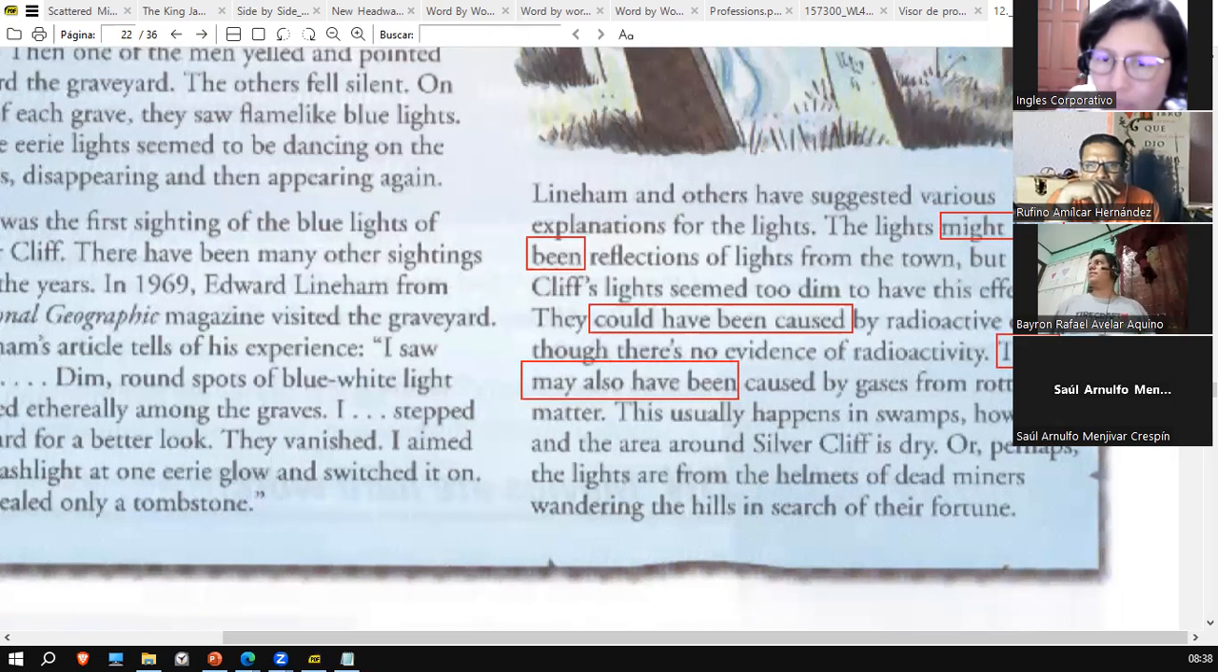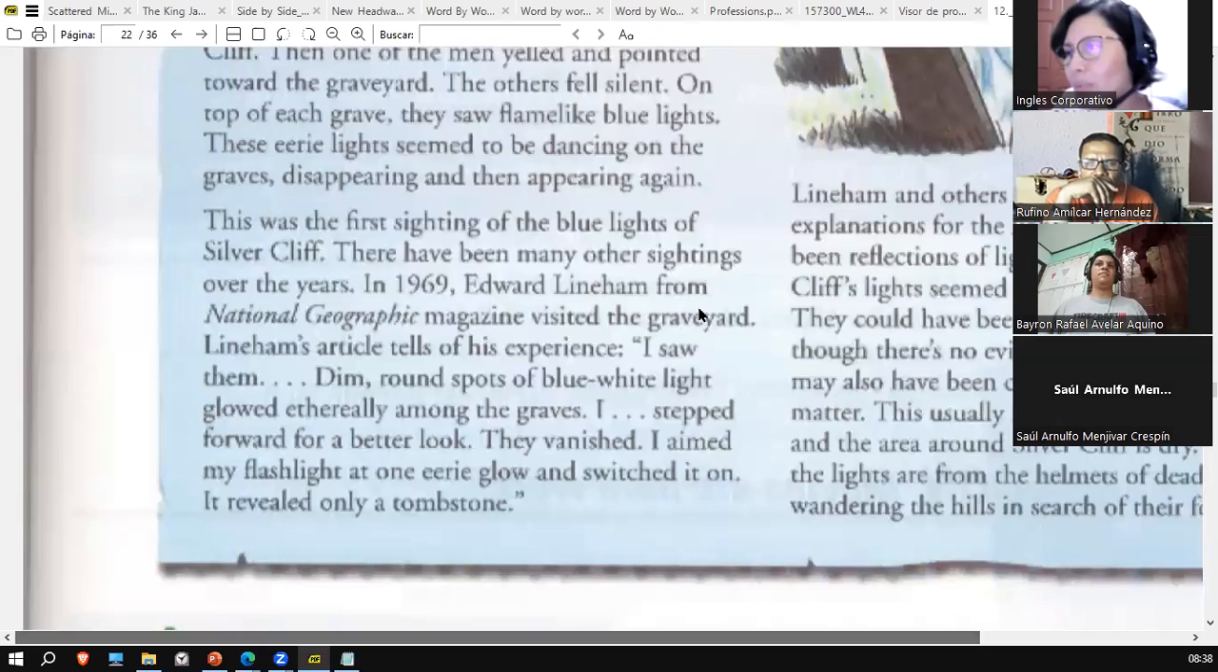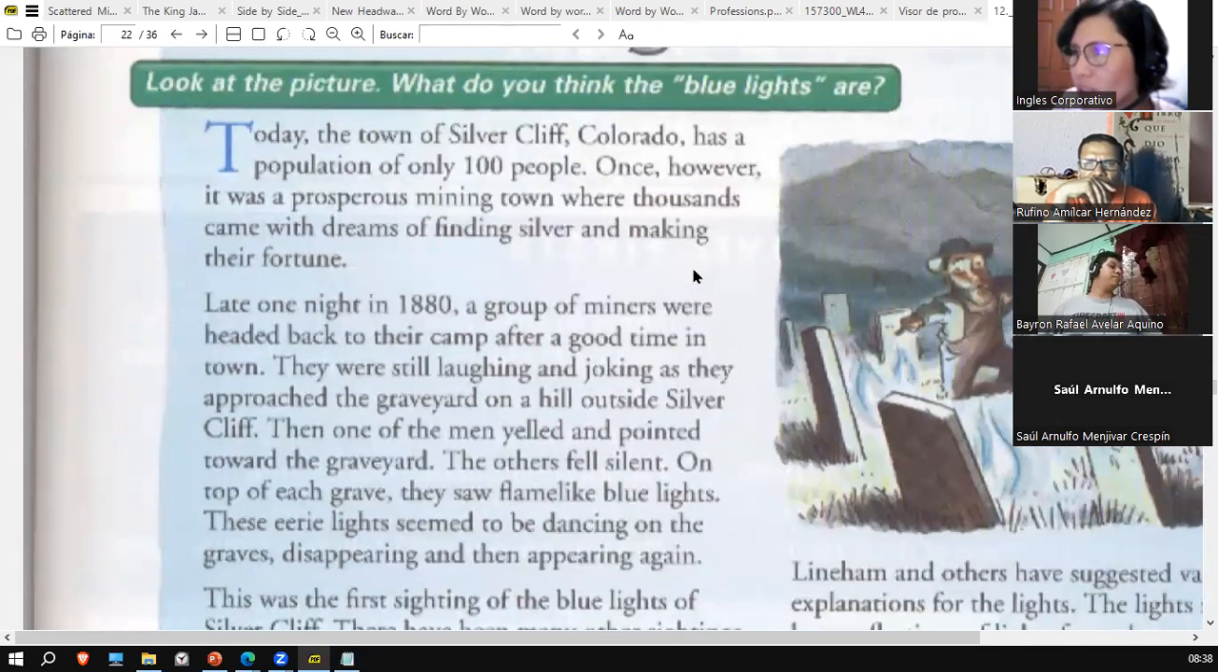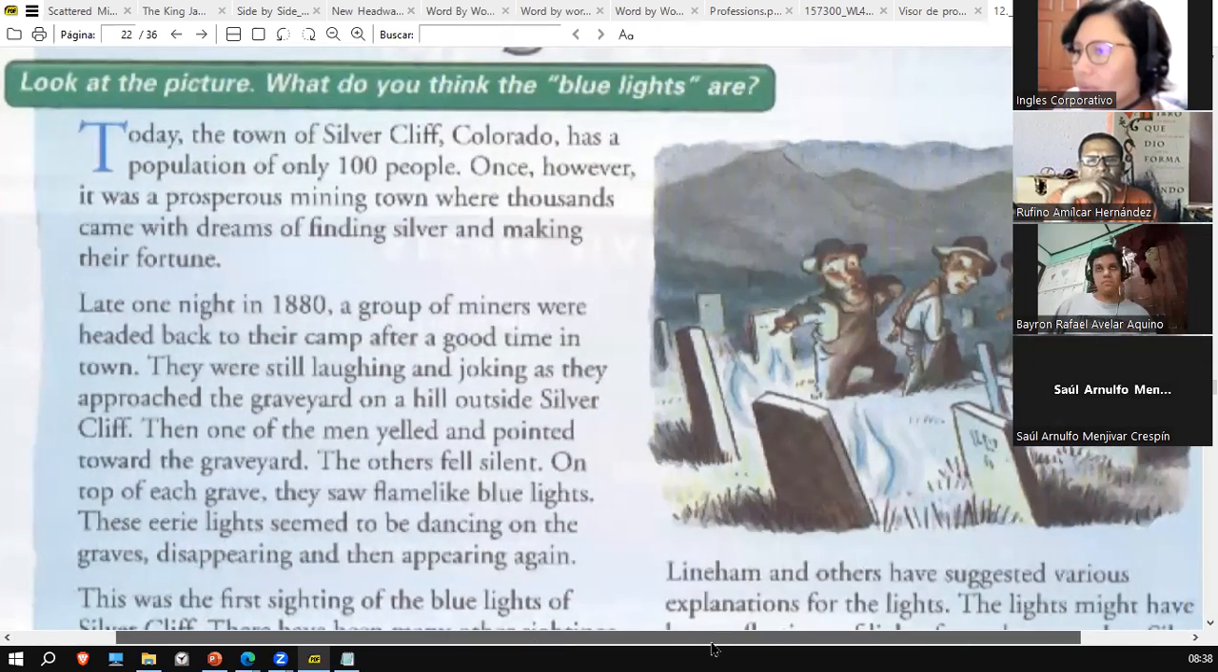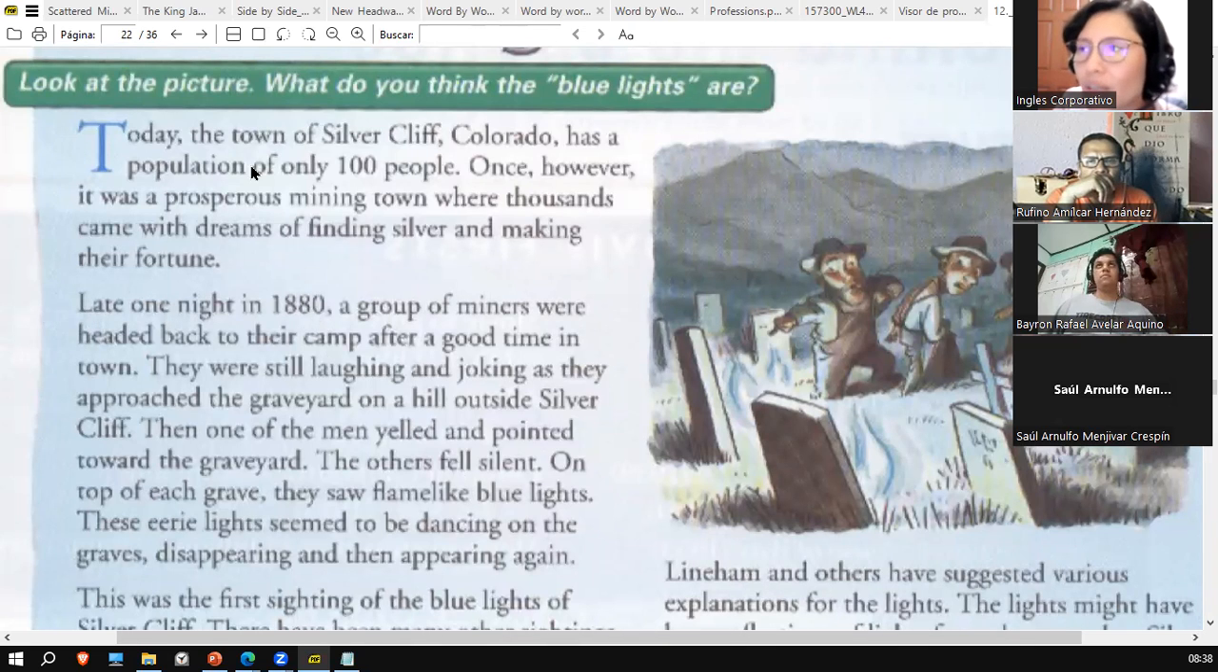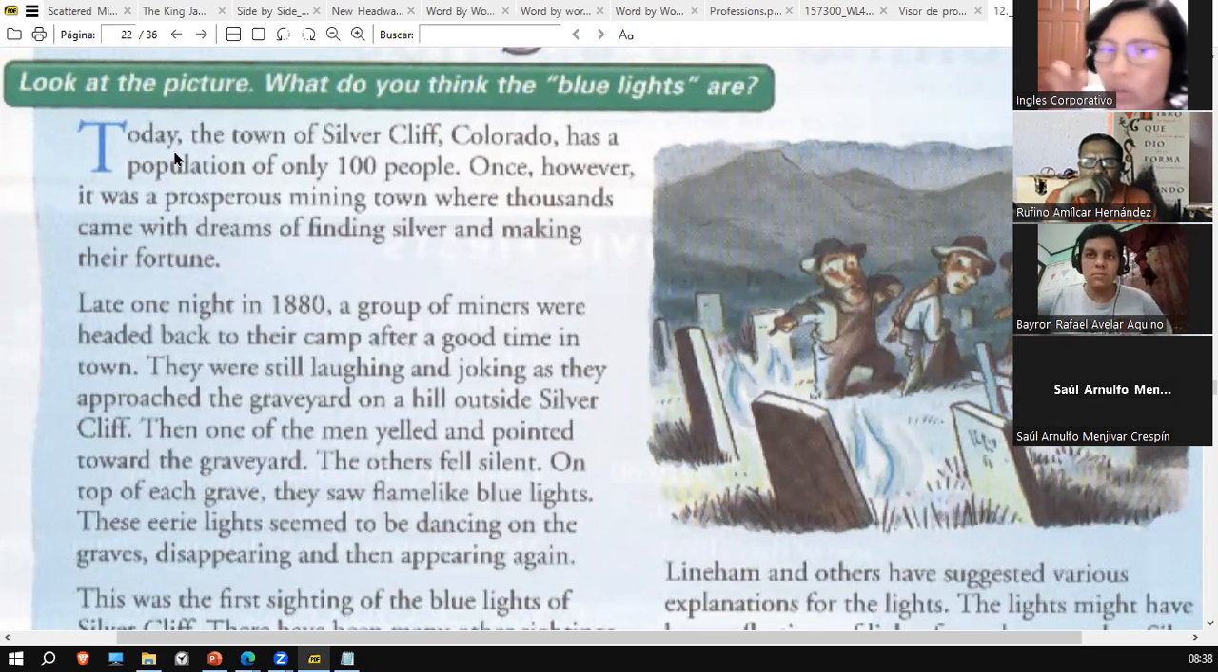Now, I will read it one more time. Lo voy a leer una vez más. Solo ponga atención a la pronunciación. Okay, so let's begin. Today, and look. También una cosa más, chicos. Cuando usted vea una coma, you pause. Hace una pausa. Un punto, you pause.